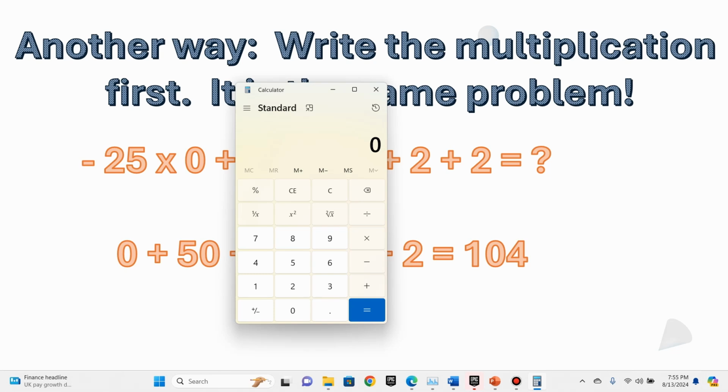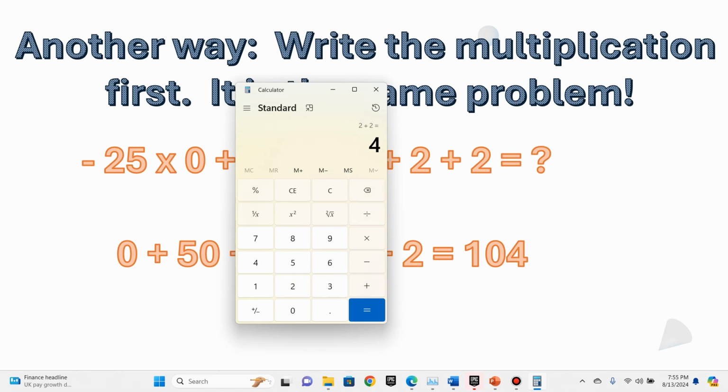And I think that's what a lot of people are using. But these things work in what's called immediate execution mode. So you could try to enter in 50 plus 50 minus. Now, see what it did? It already added those up. Minus 25 times 0 plus 2 equals. Now, that's the wrong answer.